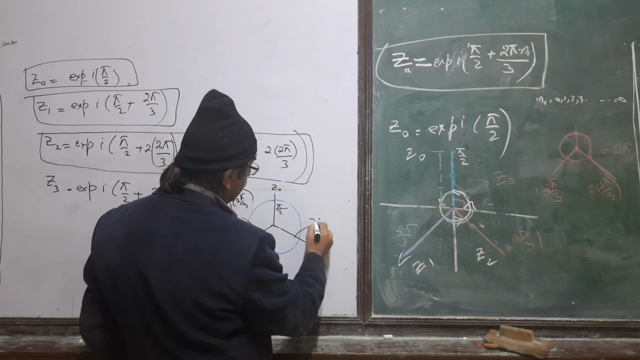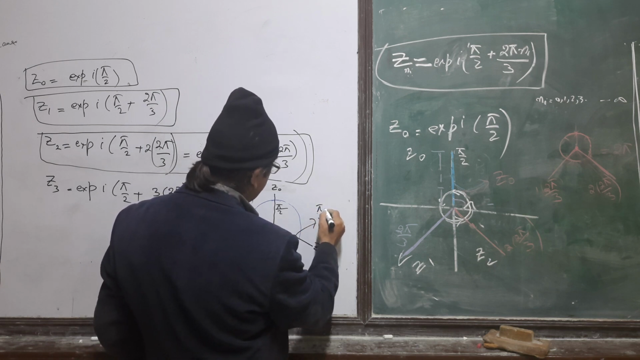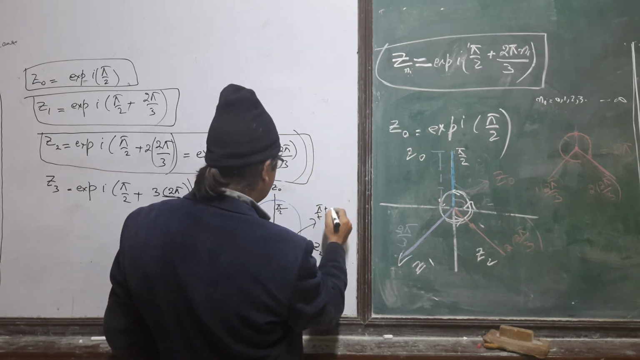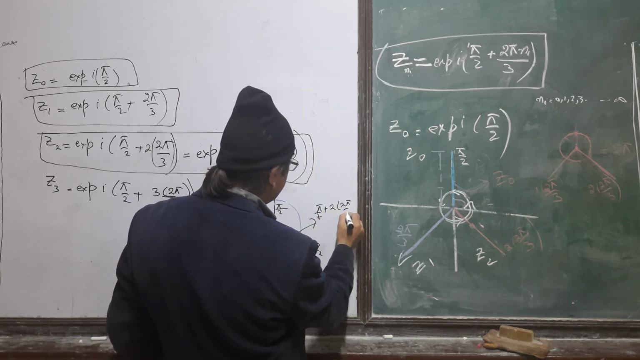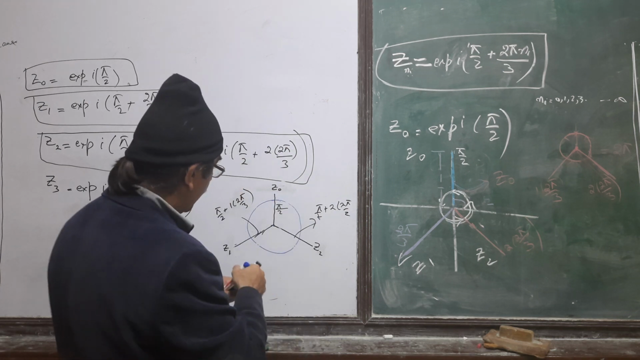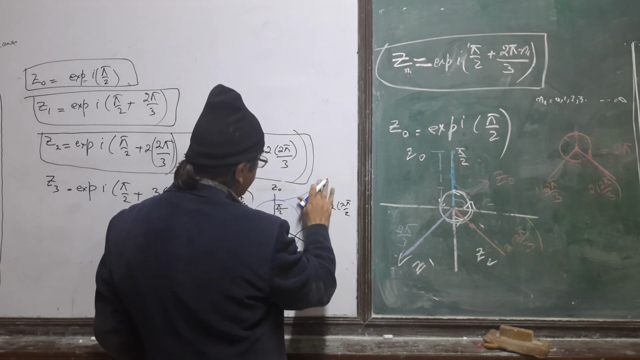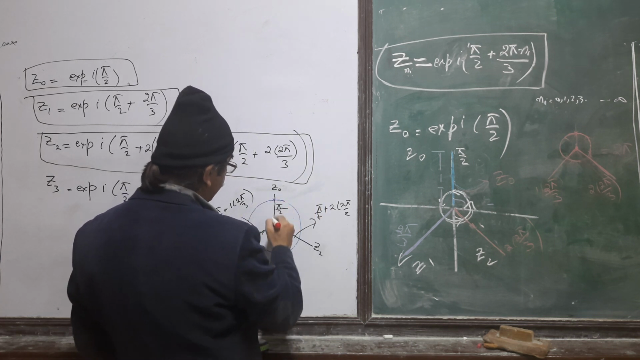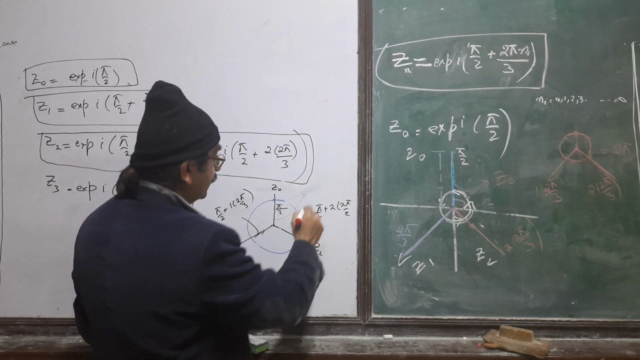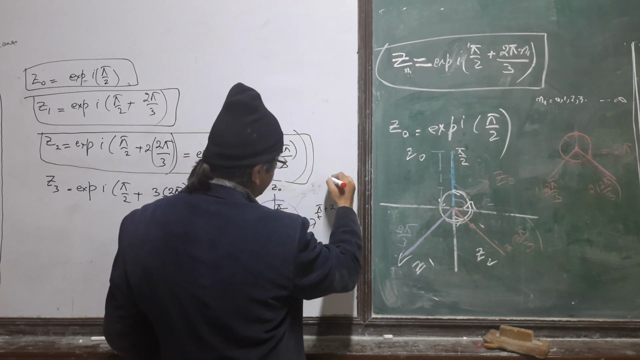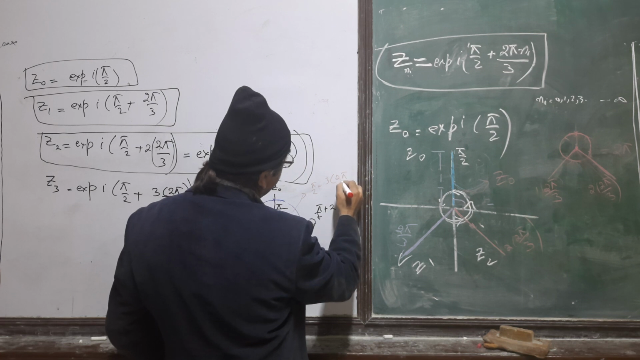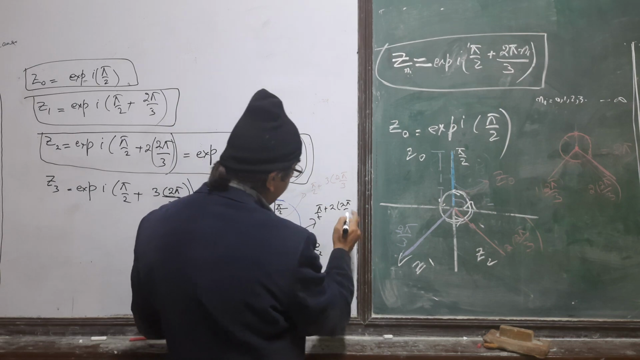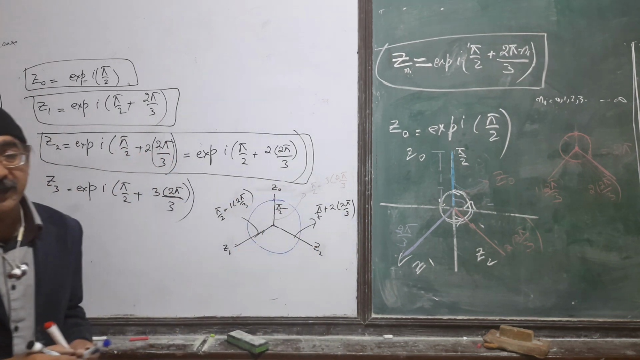And what will be this? This will be pi by 2 plus, because this is pi by 2 plus 2 into 2 pi by 3. And this will be again pi by 2 plus 3 times 2 pi by 3. This all was 3. Okay, so you have divided into 3 parts, and this will be repeated.